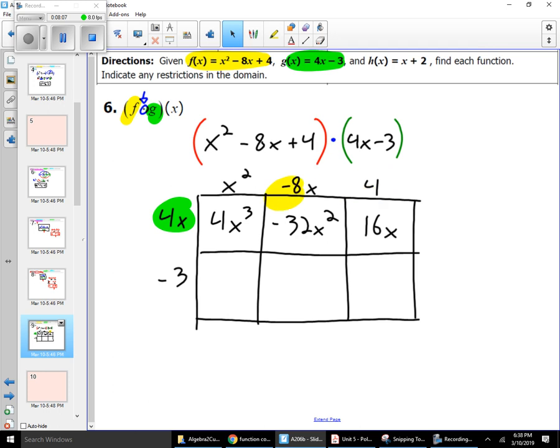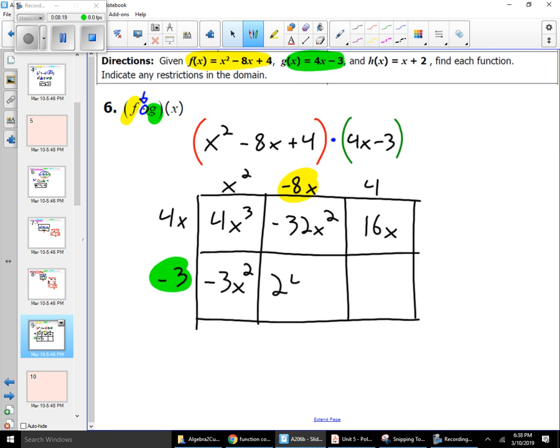And then I jump to the next row. Negative 3 times x squared is negative 3x squared. Negative 3 times negative 8x, that's a 24x. And our very last one, negative 3 times 4 is 12. So again, there are other ways to organize your work. We did other methods in that polynomials unit.